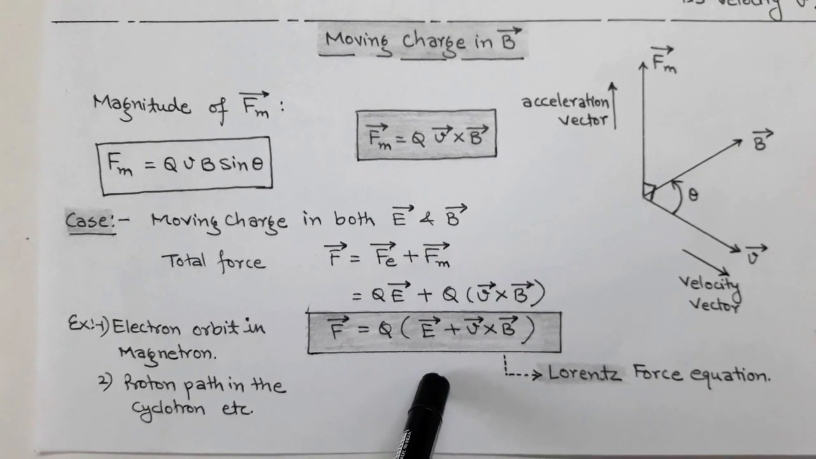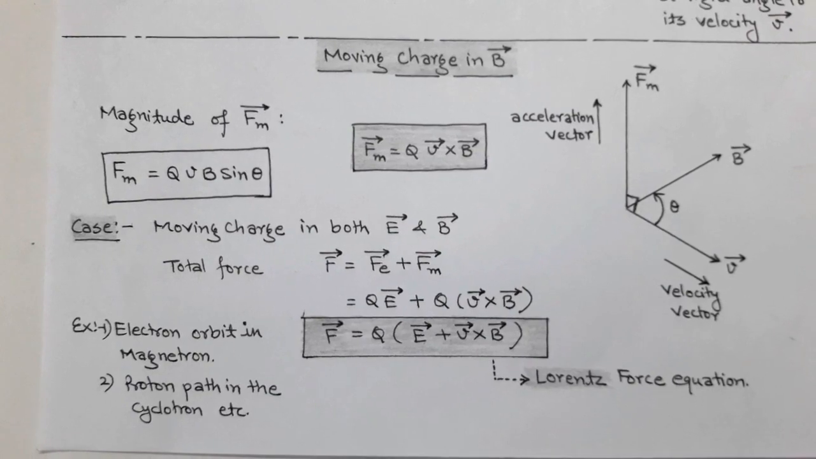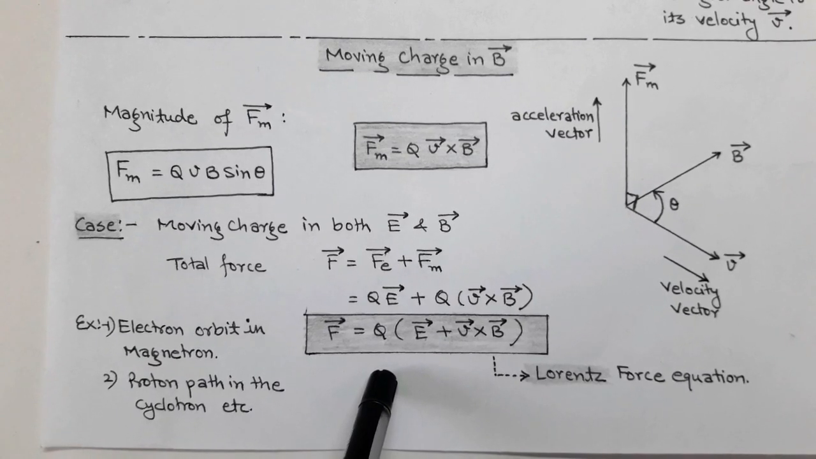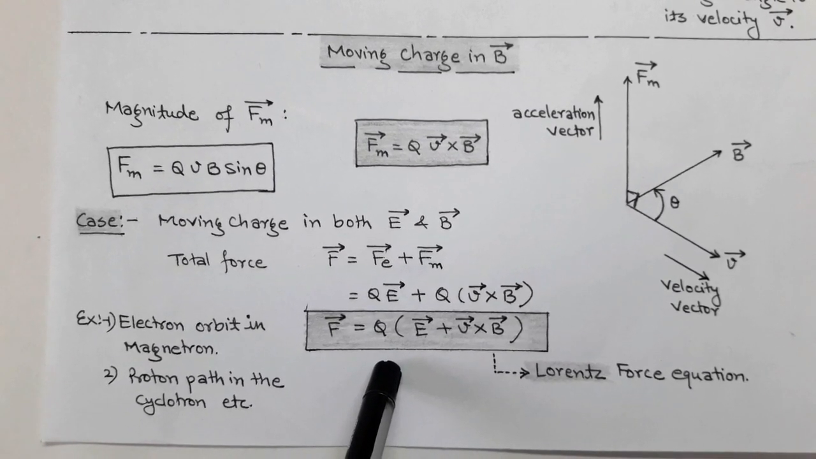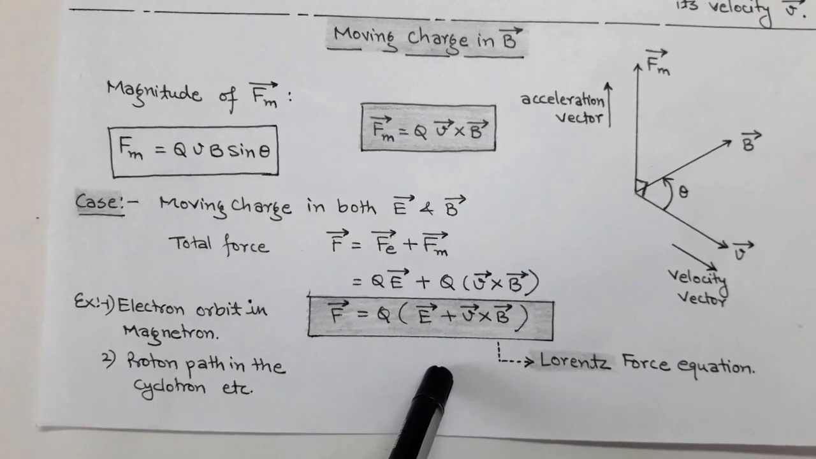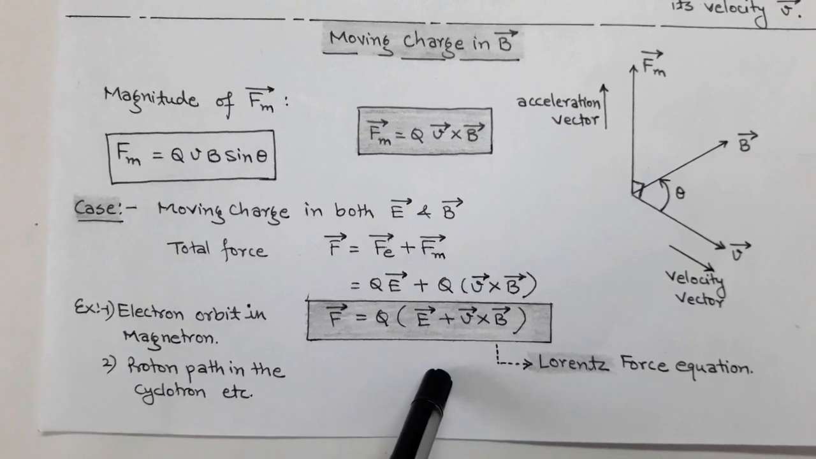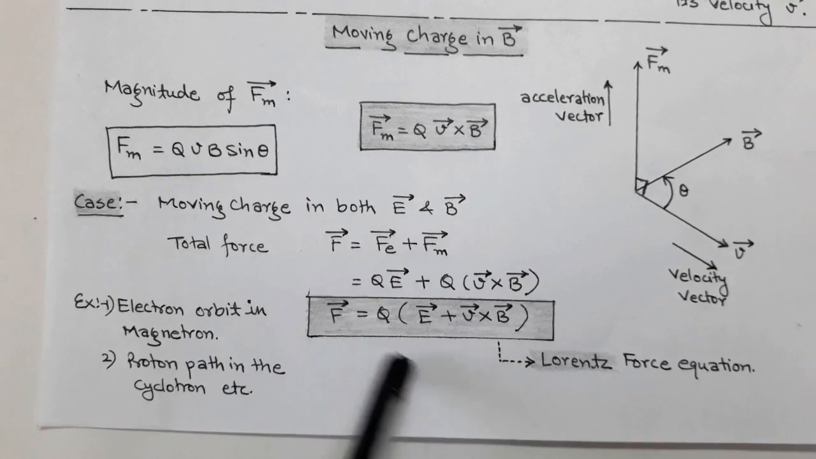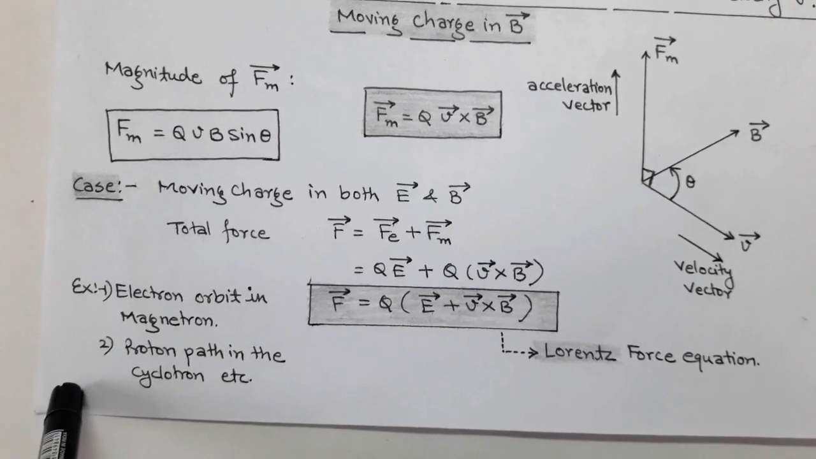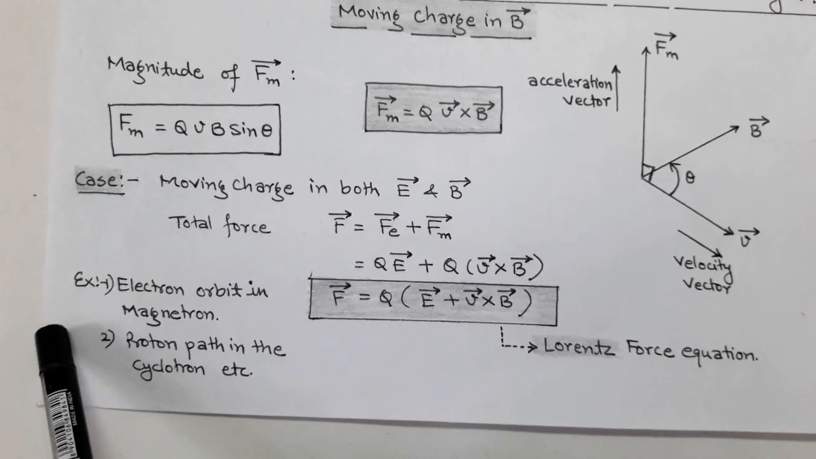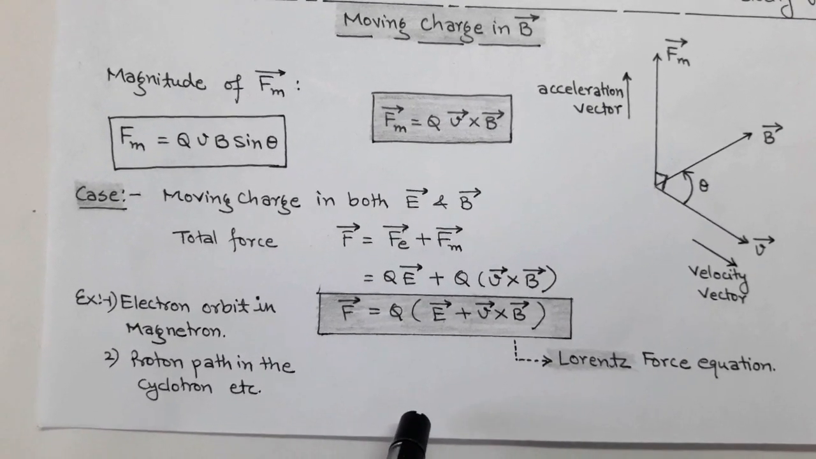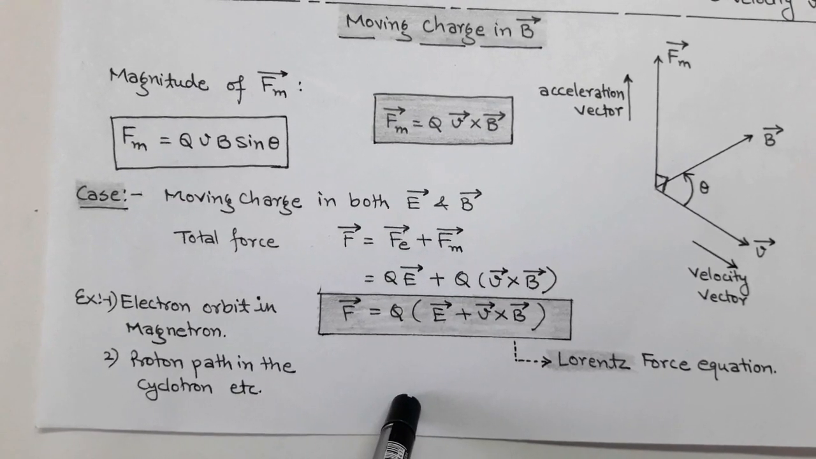So in this way we get a total force when a charge is moving in both electric and magnetic field, which is given as Q within brackets electric field E plus V cross B, and this is called the Lorentz force equation. The Lorentz force equation has application in electron orbit in magnetron, proton path in cyclotron, etc. So here we conclude that when a charge is placed in electric field, there is work done. When a charge is placed in magnetic field, there is no work done.